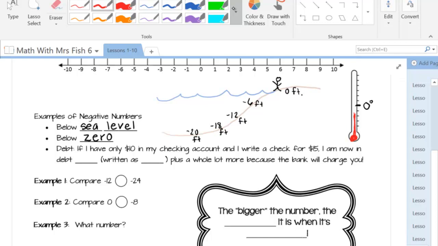And debt. That horrible, horrible thing. If I have only $10 in my checking account and I write a check for $15, I am now in debt $5, which gets written as negative 5. Plus, I'm going to be in debt a whole lot more because the bank charges you when you write a check for more money than you have in your account. And that's a whole other lesson entirely.